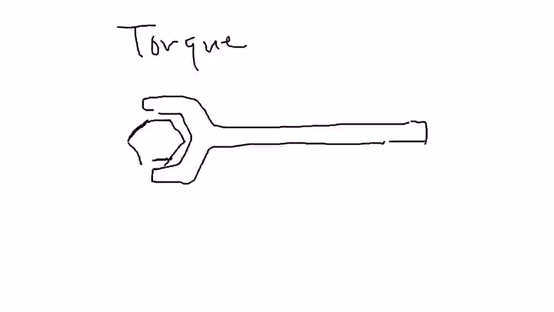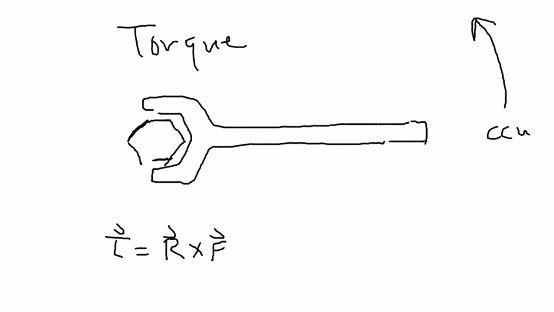Okay, we're going to talk about torque. The idea with torque is that it's defined as a vector, R cross F. So really what's going on here is, suppose I want to loosen or tighten this bolt. Suppose I actually want to loosen it, so I want to twist it such that it goes in that direction. That's counterclockwise, and that's a positive direction.